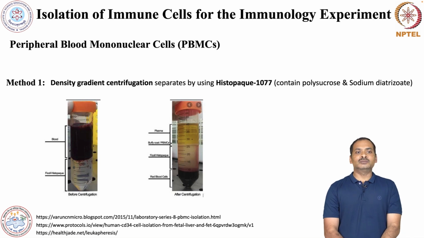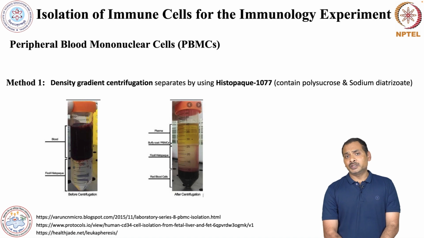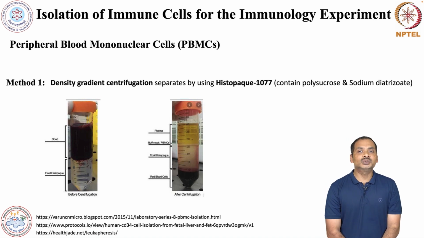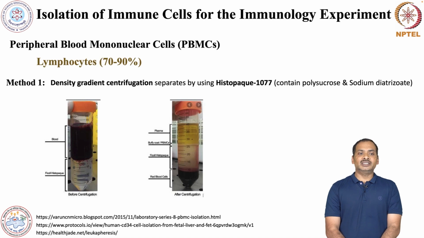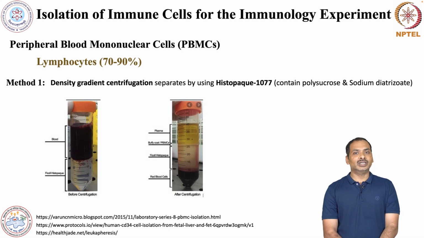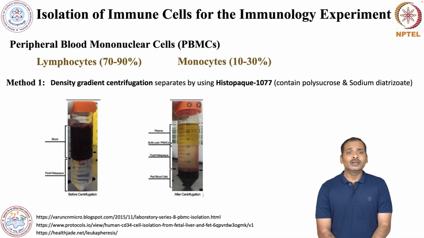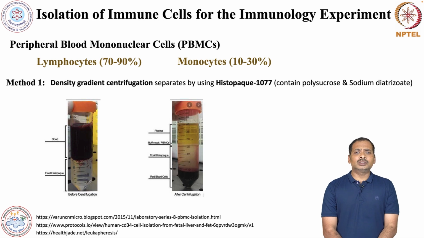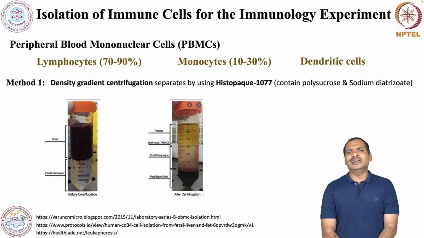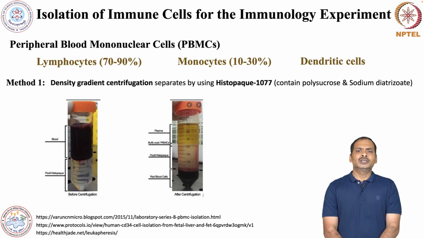And these peripheral blood mononuclear cells, or PBMC, are rich in immune cells. Mainly they contain lymphocytes, about 70 to 90%, and we can use them for various experiments. They also contain about 10 to 30% monocytes. And there are some dendritic cells also present. The dendritic cells are very few in general. In blood, the dendritic cells are in very small amount.